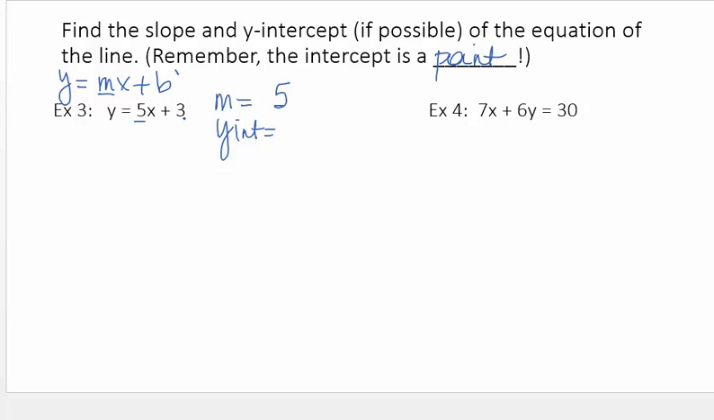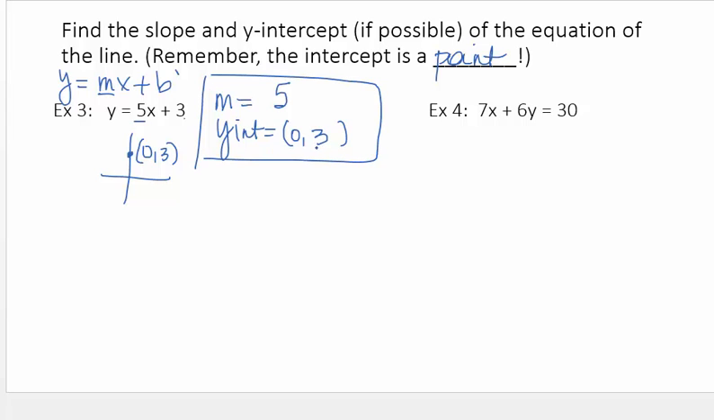So B is 3, but that's not the y-intercept. Remember, the y-intercept is a point, so it needs to look like a point. Well, if it's crossing here at 3, what's that point? That point is at 0, 3, right? That's my y-intercept. So this is the way you need to record your answer, making sure you don't tell me that the y-intercept is 3, but it's actually a point, 0, 3.